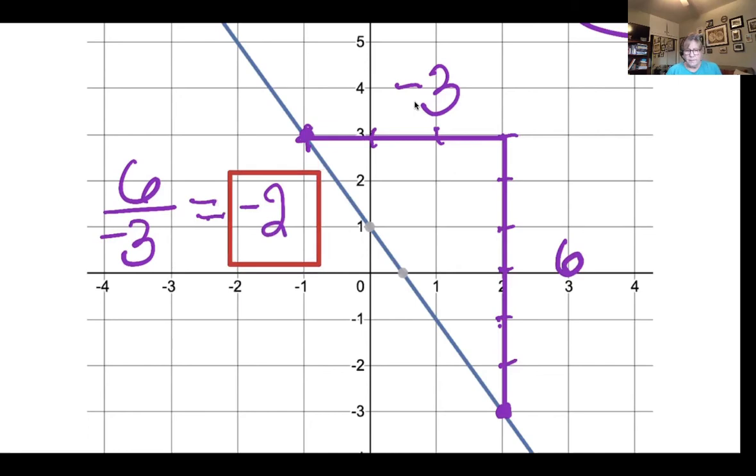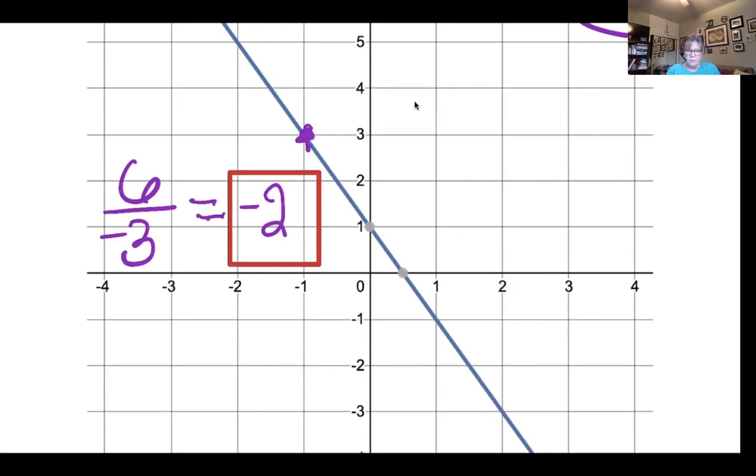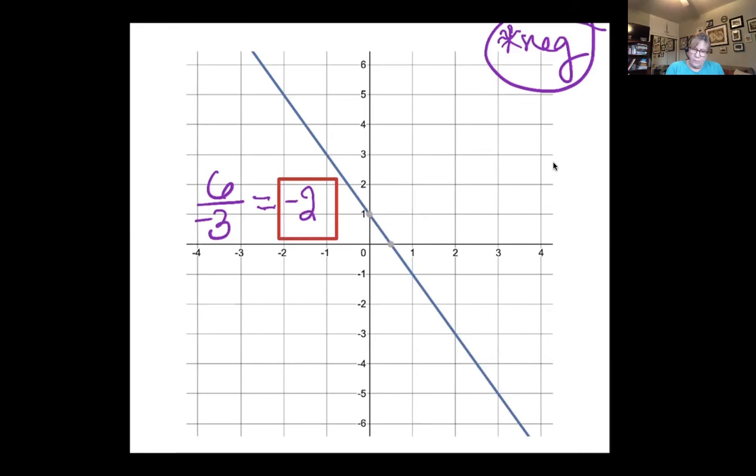Now, I want to show you that if you had chosen other points, you still would have gotten the same answer. So let's look at this, and I'm going to get rid of some of the work I did here, and we'll go back and try it again. Let's say I picked some different points from the ones I picked before, just to show you we still would get the same slope. So let's pick this point way down here, and then this point way up here.